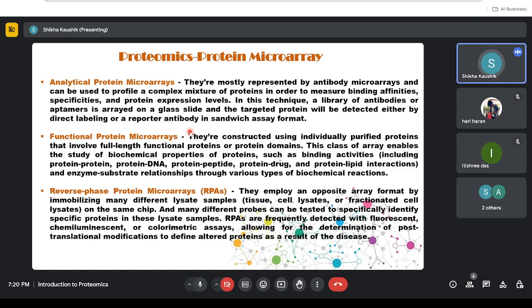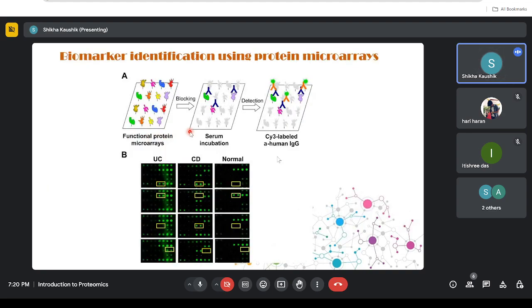And here you use chemiluminescent or colorimetric detection, because a slight change will tell you that that particular protein is altered. If it's not giving you the color, that means its enzymatic activity is altered, or if it's giving color, that means it is getting activated. So such kind of modification happening at a protein level can be detected using reverse phase protein microarray.